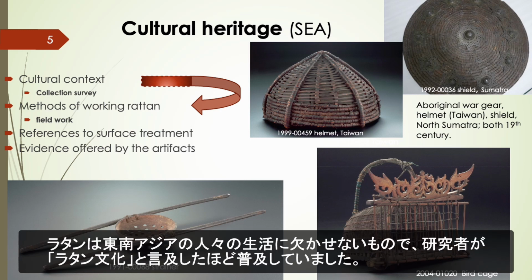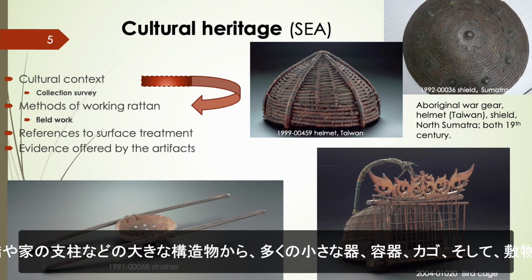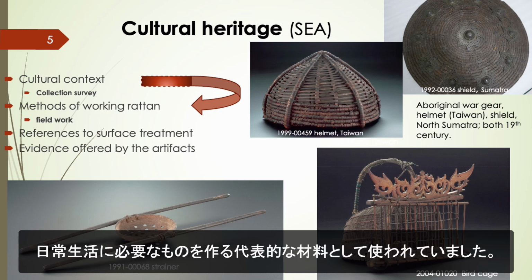Rattan is an integral part of Southeast Asia life. It is used so prevalently that the researchers of the region coined a phrase, rattan culture. Rattan was used as the sole material in creating daily objects, from large structures like suspended bridges or supports for houses, to myriads of small vessels, containers, baskets, or mats.